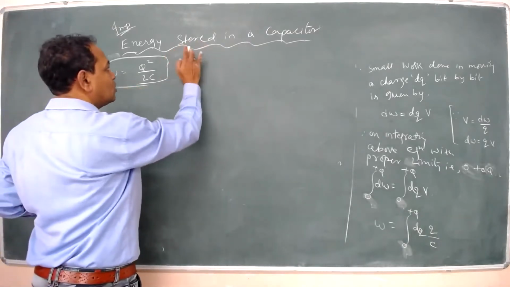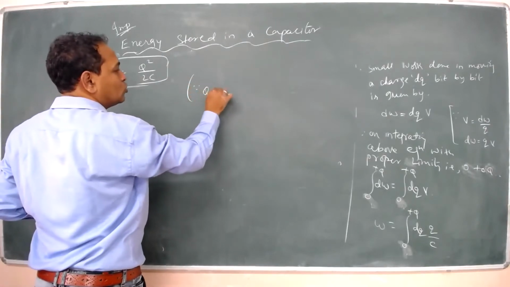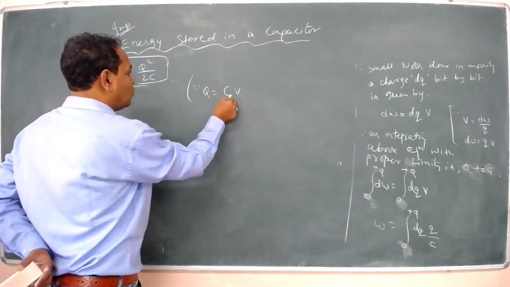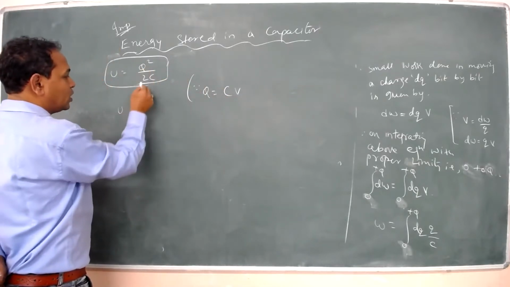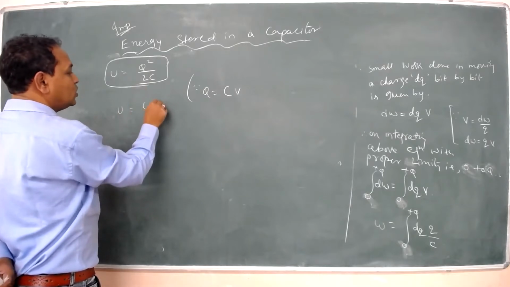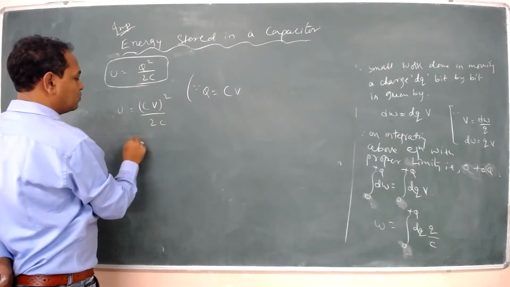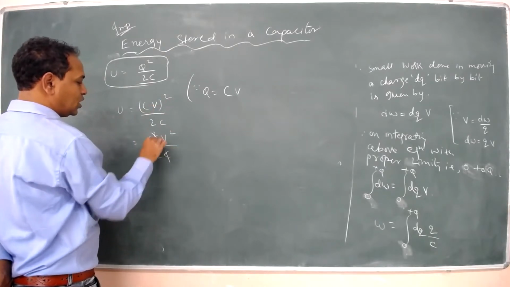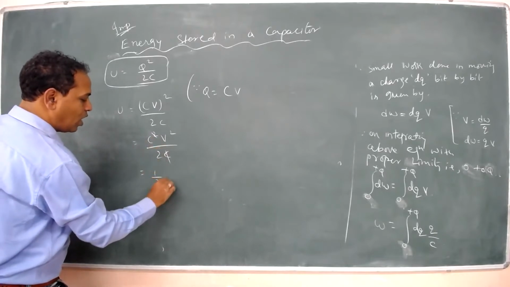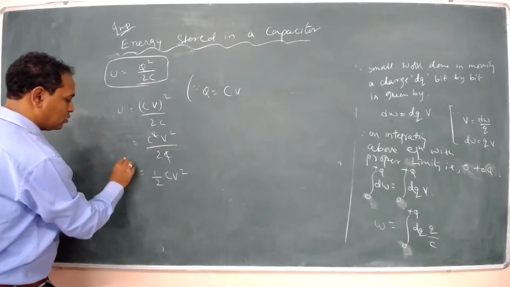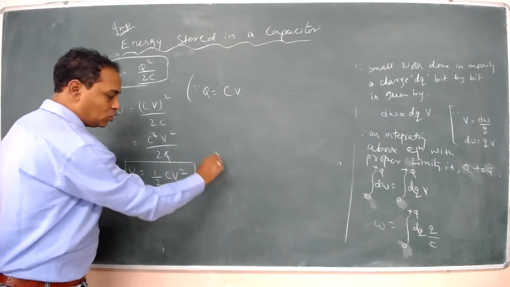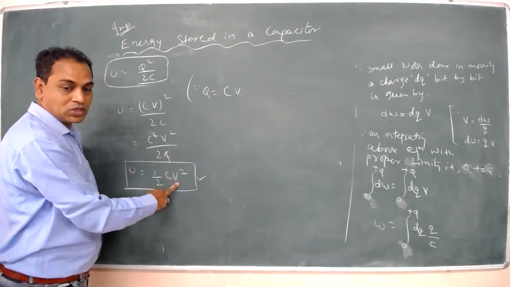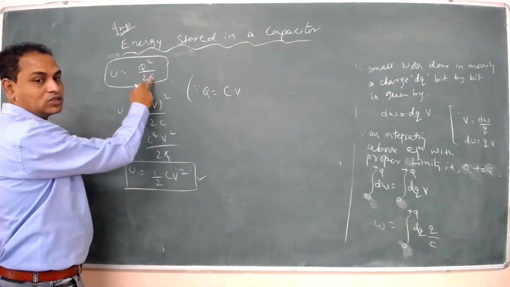For example, since we know that Q is equal to CV, this general formula, I will substitute this Q value here. Then U will become (CV) whole square by 2C. Therefore, C square V square by 2C. The C's get cancelled, so this can be written as half C V square. This is also an expression for the same energy, but in terms of capacitor and potential, and the earlier one is in terms of charge and capacitor.